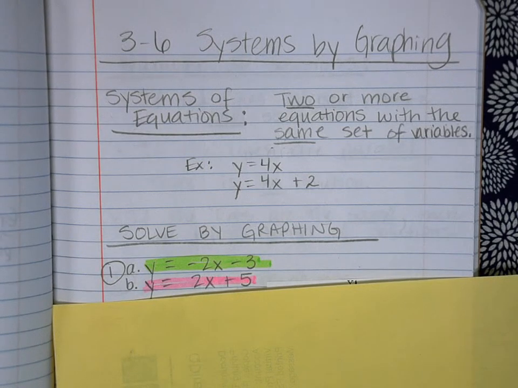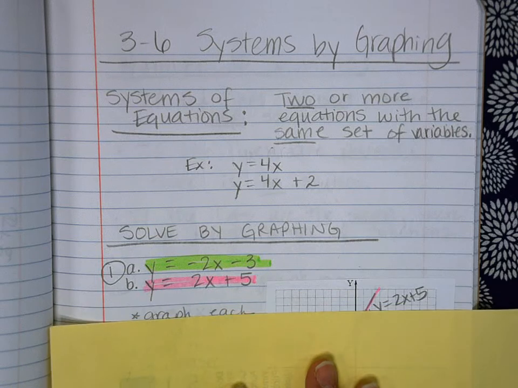So we have two equations. Y equals negative 2x minus 3. Y equals 2x plus 5. So if I can graph these lines and figure out where they intersect, then I have a solution. Whatever that intersection point is on the graph, that's my answer for x and my answer for y. Okay? Or my answer for sodas and popcorn, or my answer for whatever it is.